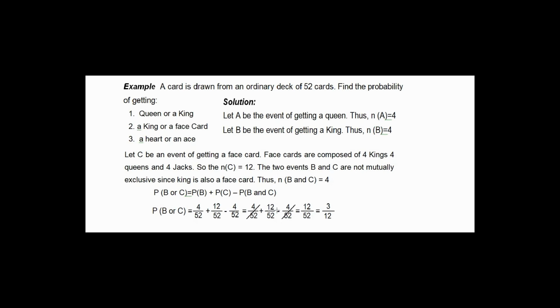We simply cross it out because they are similar. So the value that will be left is 12 over 52. So our result for P(B or C) is equal to 3 over 13, or 23.08% probability.